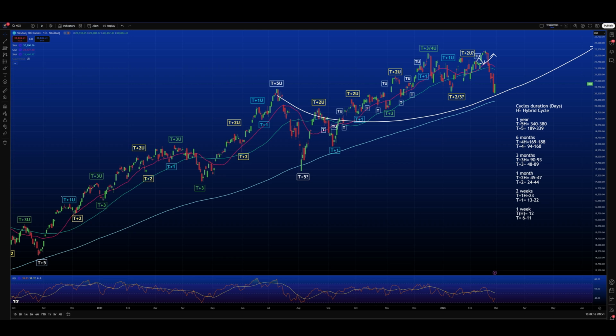As usual, we're going to use the methodology T cycle analysis, which is a quantitative method that is based on the different duration of the cycles. If you have landed recently on this channel and you want to know more about our methodology, you can click on the pop-up banner on the right-hand side, Introduction to the T cycle analysis.